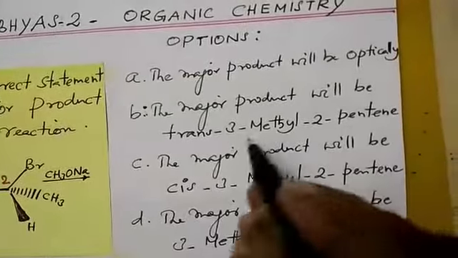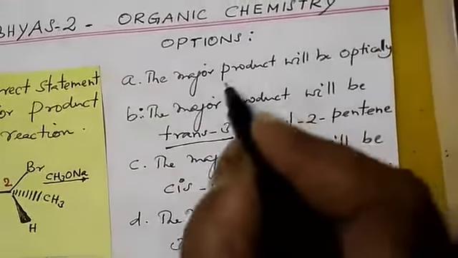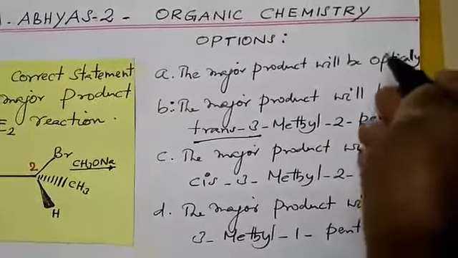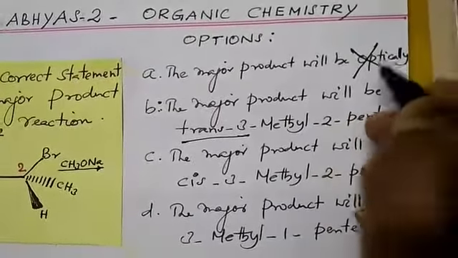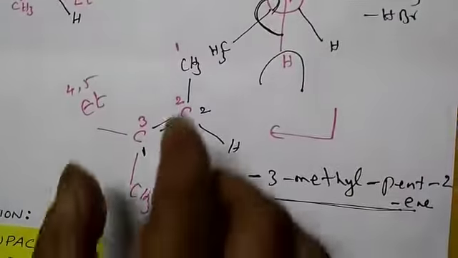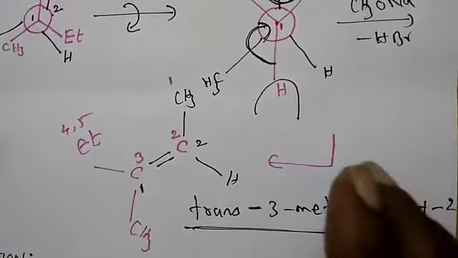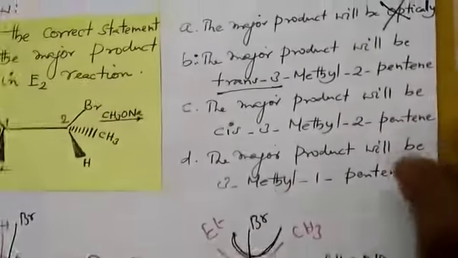Now go and see it. Trans, first let us go and see. Here it is given as trans. Here it is given that the major product will be optically active. It is not correct, because the product has the double bond where the asymmetric carbon atom is not sp3. So it is not optically active.